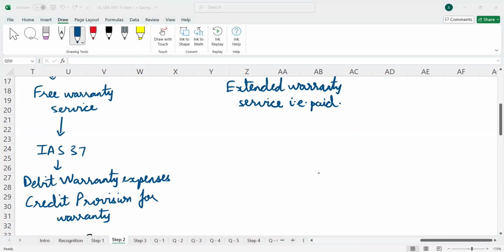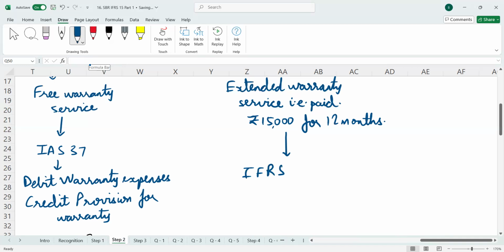Now let us talk about the extended warranty. In this case, Apple has charged you rupees 15,000 for 12 months. Apple is liable to provide you warranty services over a period of 12 months. So they have charged you money for this. Any extended or paid warranty will be recognized as per IFRS 15. Recognize 15,000 revenue over 12 months, that is every month 1,250.